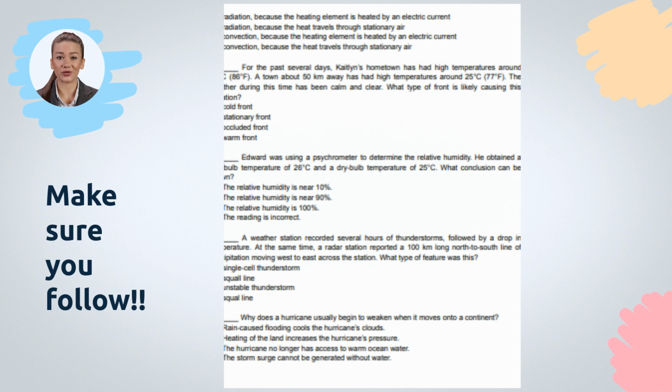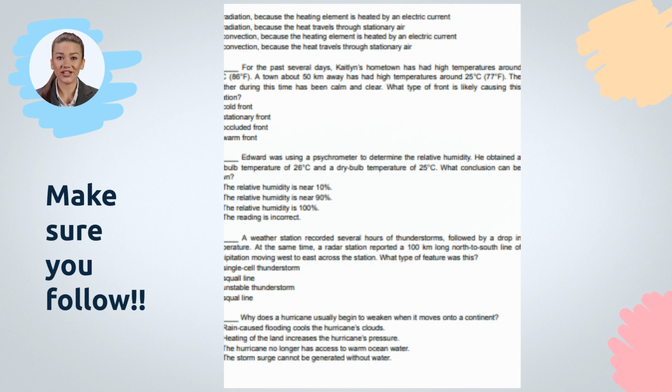A weather station recorded several hours of thunderstorms, followed by a drop in temperature. At the same time, a radar station reported a 100-kilometer long north-to-south line of precipitation moving west to east across the station. What type of feature was this? A. Single-cell thunderstorm. B. Squall line. C. Unstable thunderstorm. D. Squall line.